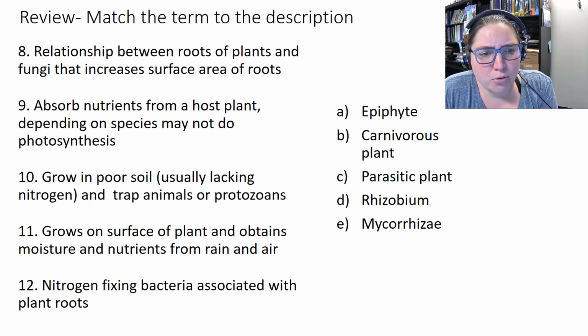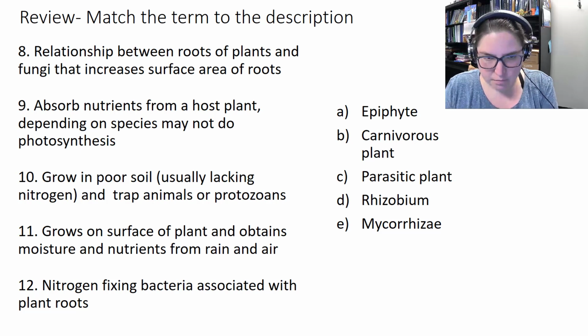10, grow in poor soil, usually lacking nitrogen, and trap animals or protozoans. That's going to be B, the carnivorous plant. Grows on the surface of a plant and obtains moisture and nutrients from rain or air. That's going to be an epiphyte, so 11 is A. And 12, nitrogen-fixing bacteria associated with plant roots. That's going to be the rhizobium bacteria, so 12 is D.